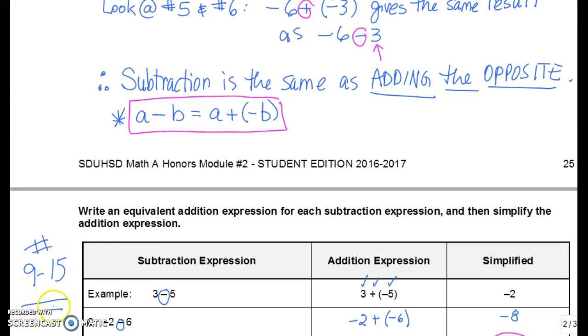If you're a speedster, you can do 16, 17, 18, and beyond on this page, but I'm not going to give you the answers for them. All right, so please pause the video and do numbers 9 through 15.